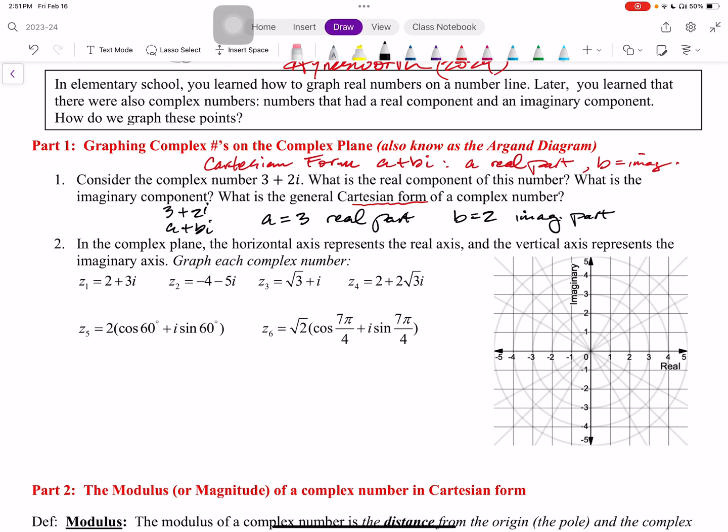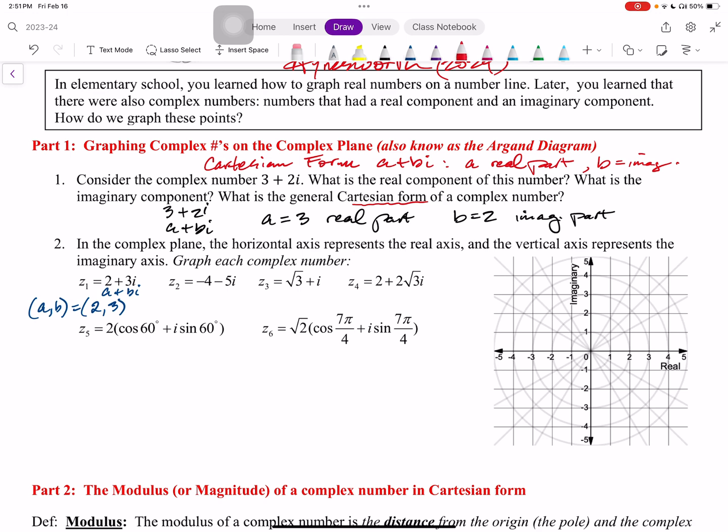Now, when you graph them as ordered pairs, when you take 2 plus 3i, you interpret a plus bi as a comma b. So you're going to interpret 2 plus 3i as 2 comma 3. Basically it's a comma b. When you do that, you're going to go 2 units right on the real axis, and then 3 units up on the imaginary axis.